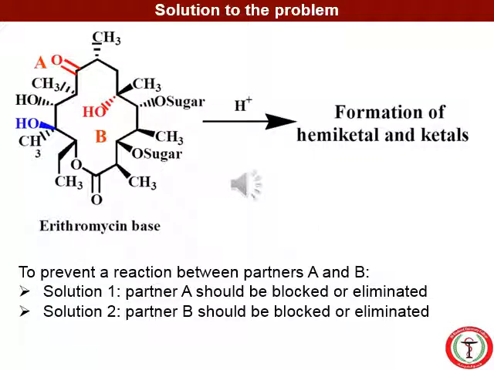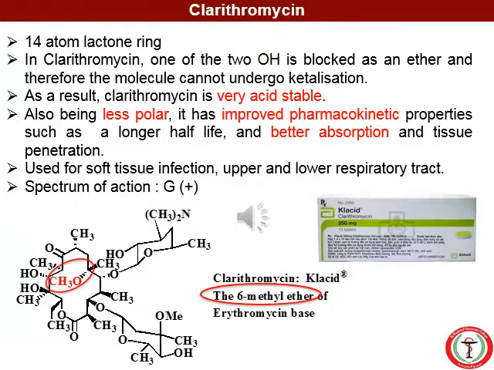However, to avoid this problem and to prevent the formation of ketal, the reaction between A and B, or between the hemiketal and the second OH in blue, must be avoided by blocking either A or B side. For example, introducing an ether group in place of the alcohol group in red to form clarithromycin, as you can see in the next slide. I've selected clarithromycin and azithromycin as two examples of macrolide antibiotics, and I'll talk about them.